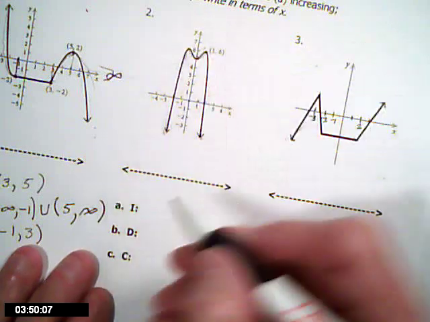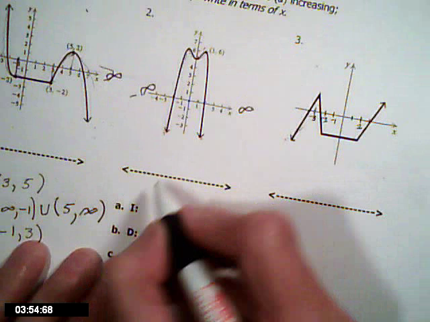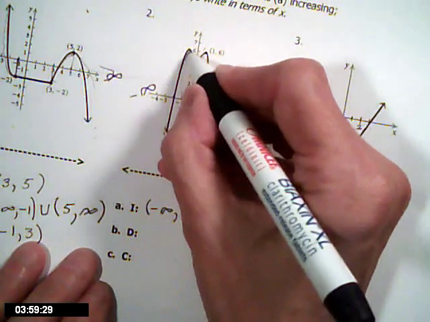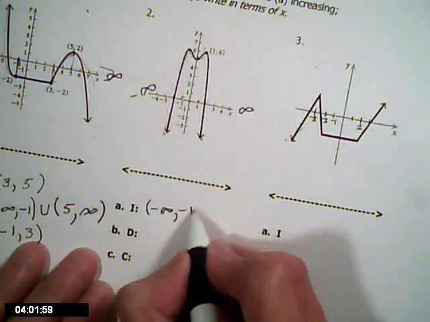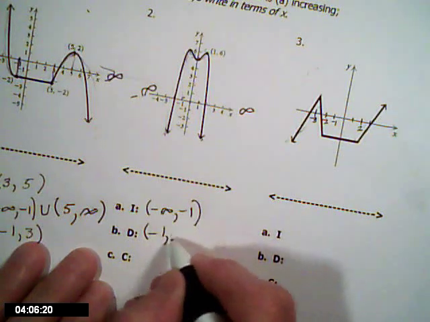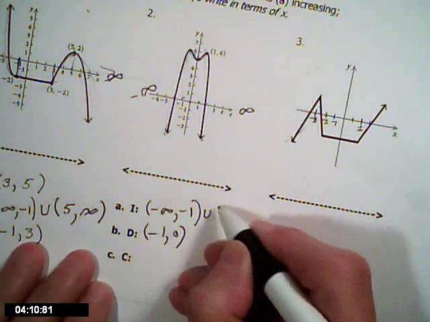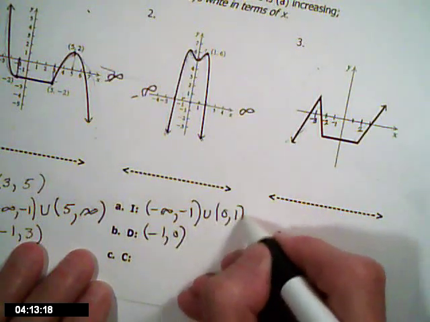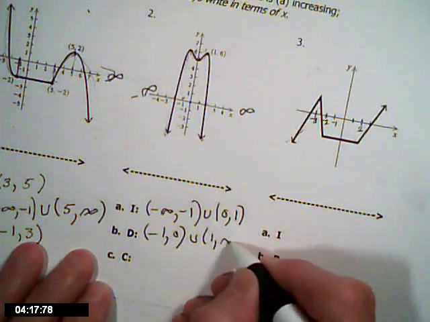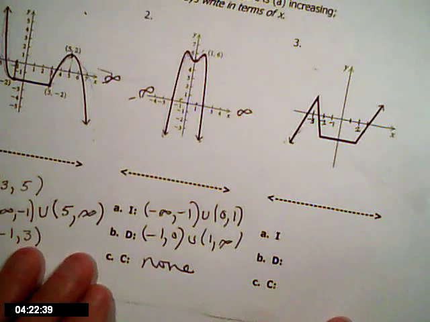First we increase. Remember, we're starting here, going to here. So we increase from -infinity to what x? That was -1. Then we decrease. We decrease from -1 to 0. Then we increase. Remember again, all x's, from 0 to 1. And then we decrease from 1 to infinity. We have no constant intervals.